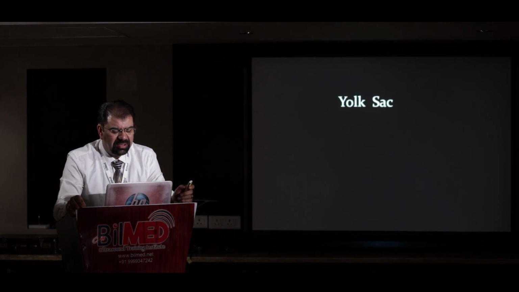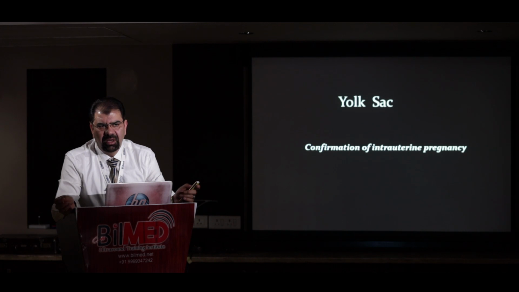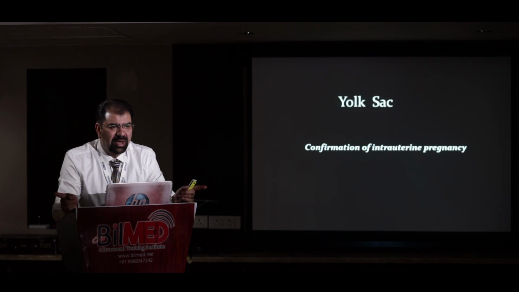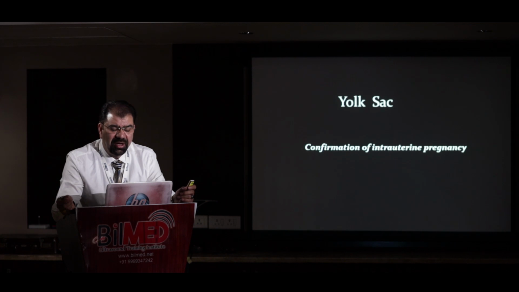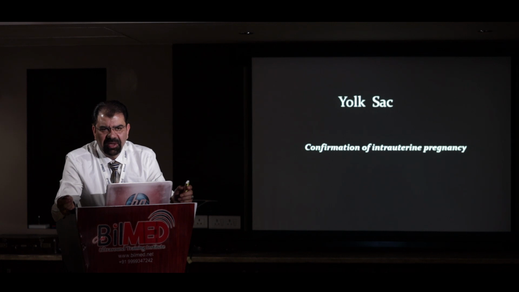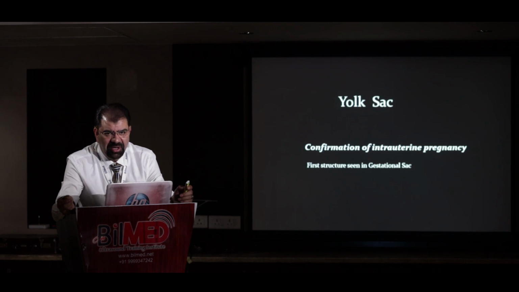Now, if I see a yolk sac, I am not dealing with a pseudogestational sac. I am not dealing with a Nabothian cyst. I am not dealing with a decidual cyst. So it confirms that whatever I am seeing is nothing but an intrauterine pregnancy. This is the first structure visualized inside the sac if the sac is intrauterine. So if you see a yolk sac, ectopic is ruled out.